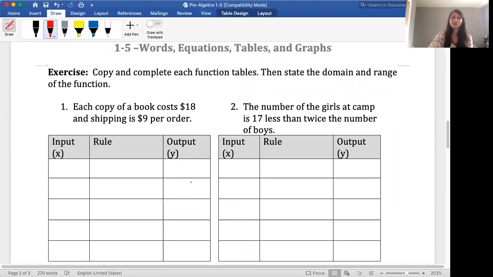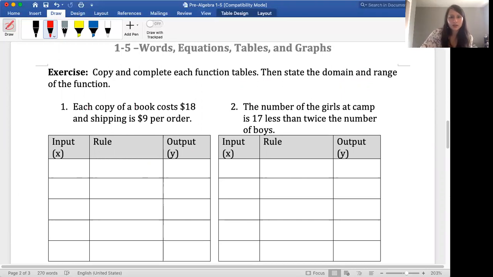I would say the big things we really need to be careful with is coming up with the right equation for the word problem we're looking at, and then putting in just a few numbers for input to get the right output. So let's do number 1 together.